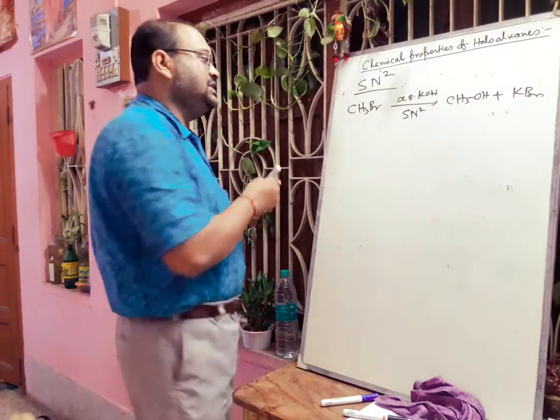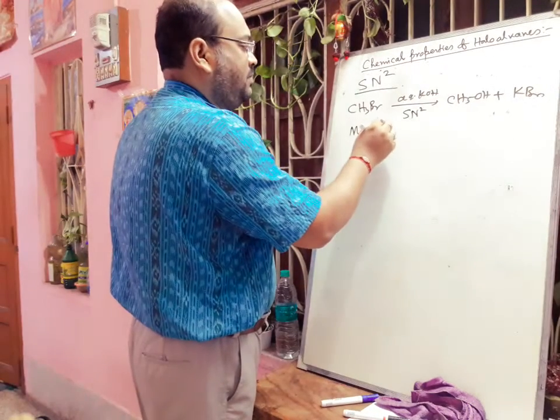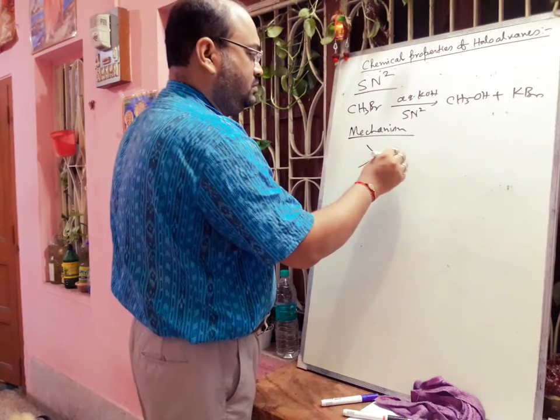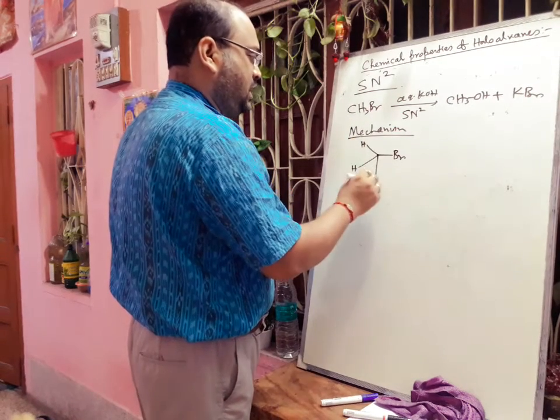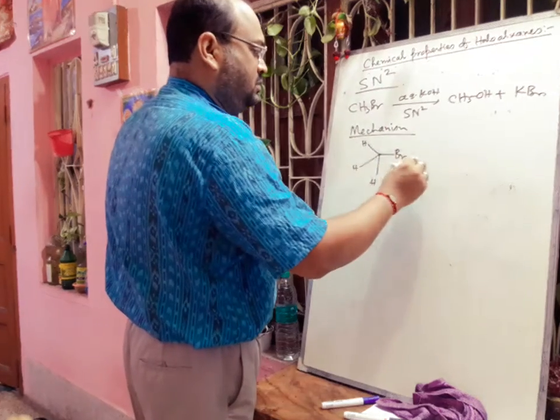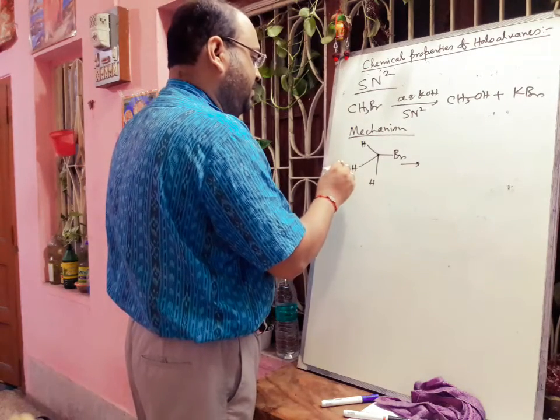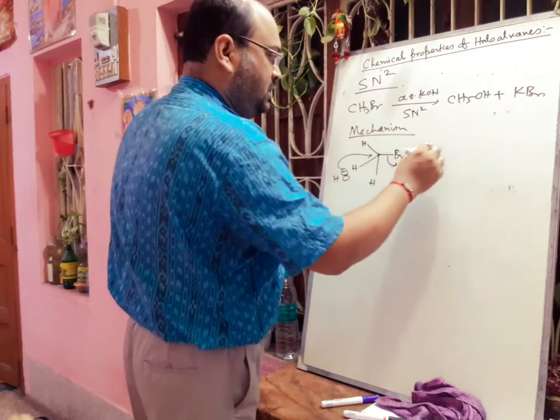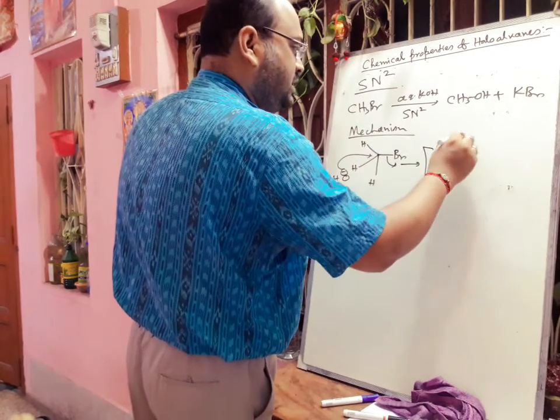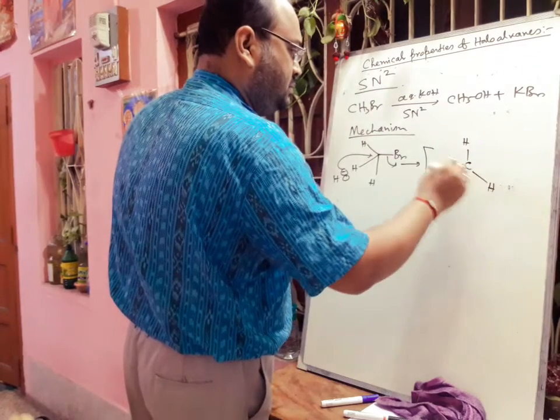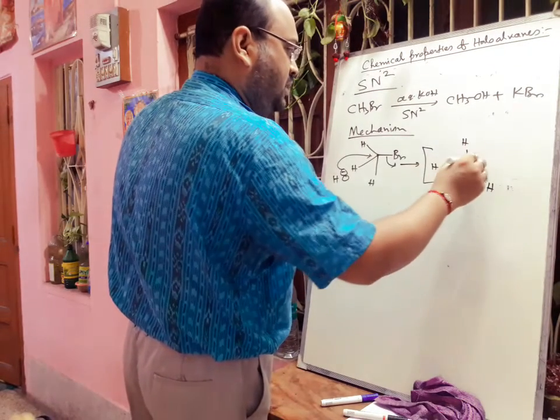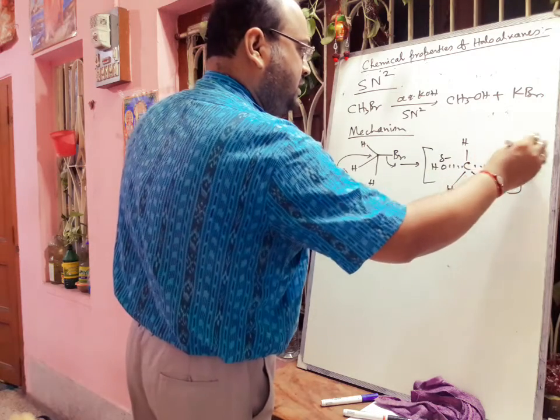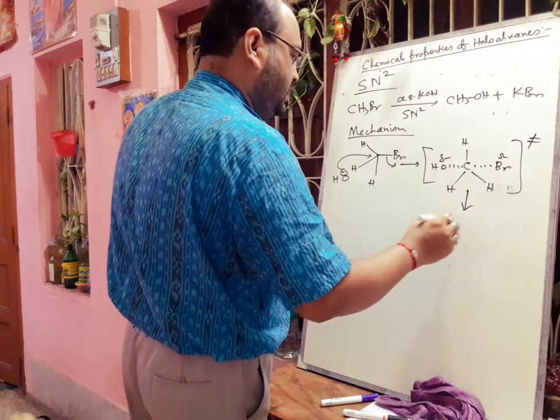Now what will be the mechanism? This is a single step process. That is the first step. The OH minus will attack just from the back side of the C-Br, that means the halogen atom, and in between there will be one transition state. Here the O-H bond is forming and the halogen is leaving. Both are delta negative, and this state is called the transition state. Finally we are getting the product.